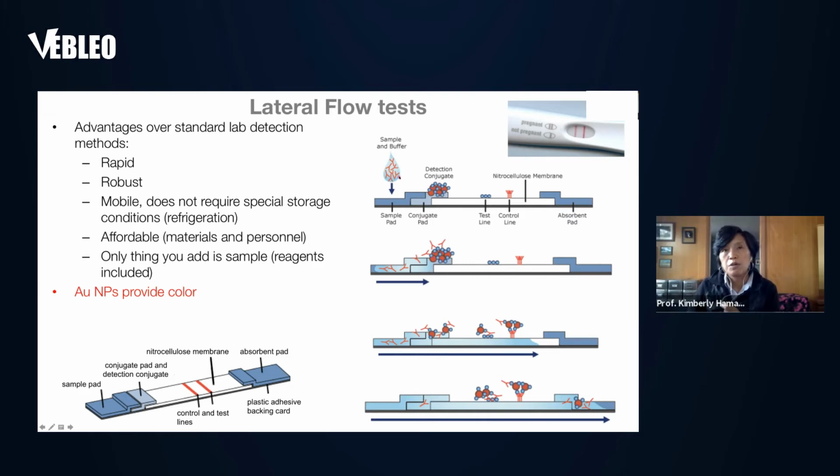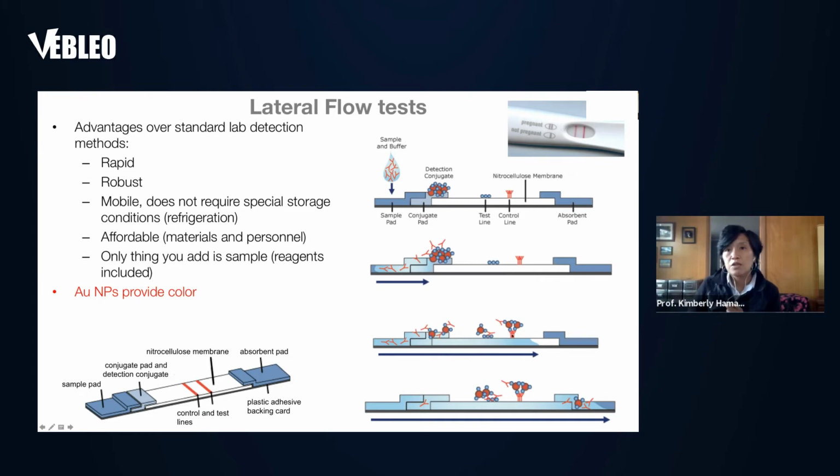Then if that biomarker is present, it will bind to nanoparticles with an antibody or some species that can bind specifically to that biomarker. This complex wicks through, and then deposited on the test area is another species that can also simultaneously bind to that biomarker. So what it does is it accumulates gold nanoparticles at this test line.